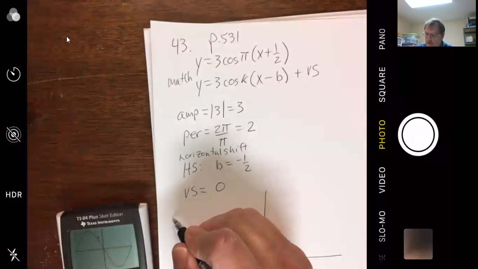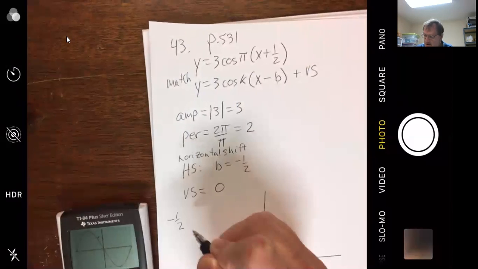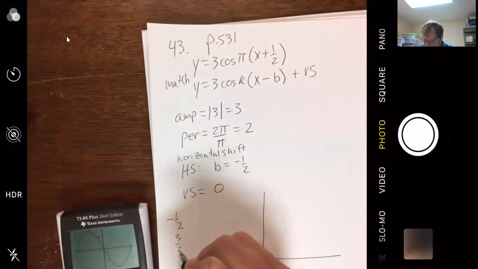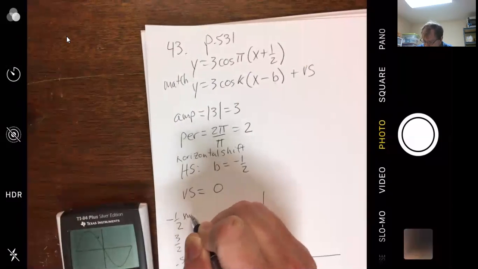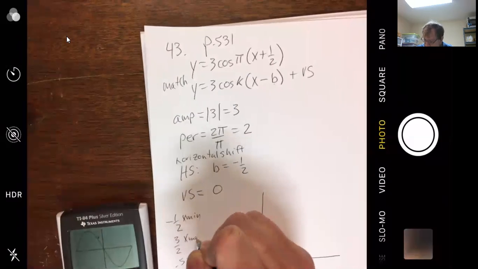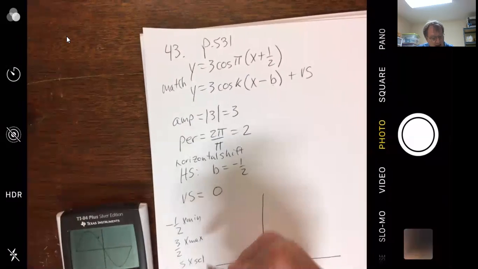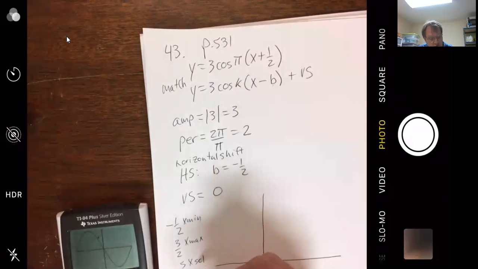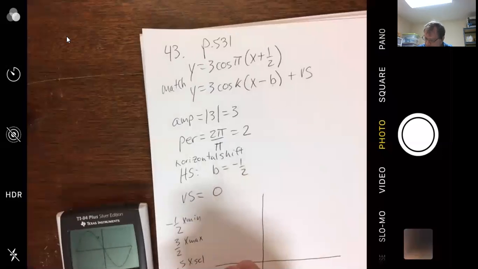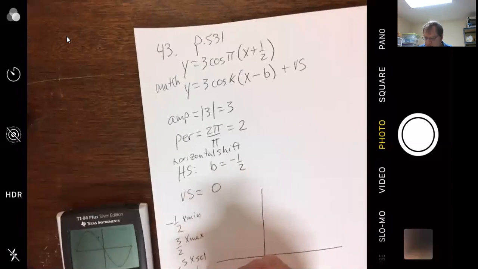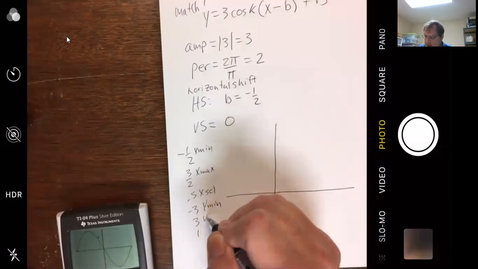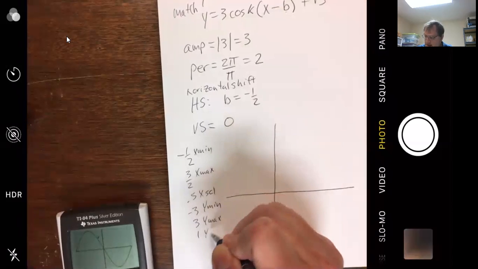Okay, so they're going negative a half to 3 halves. So use 0.5. This is your x min, x max, x scale, and they're going negative 3 to 3. So use 1, y min, y max, y scale.